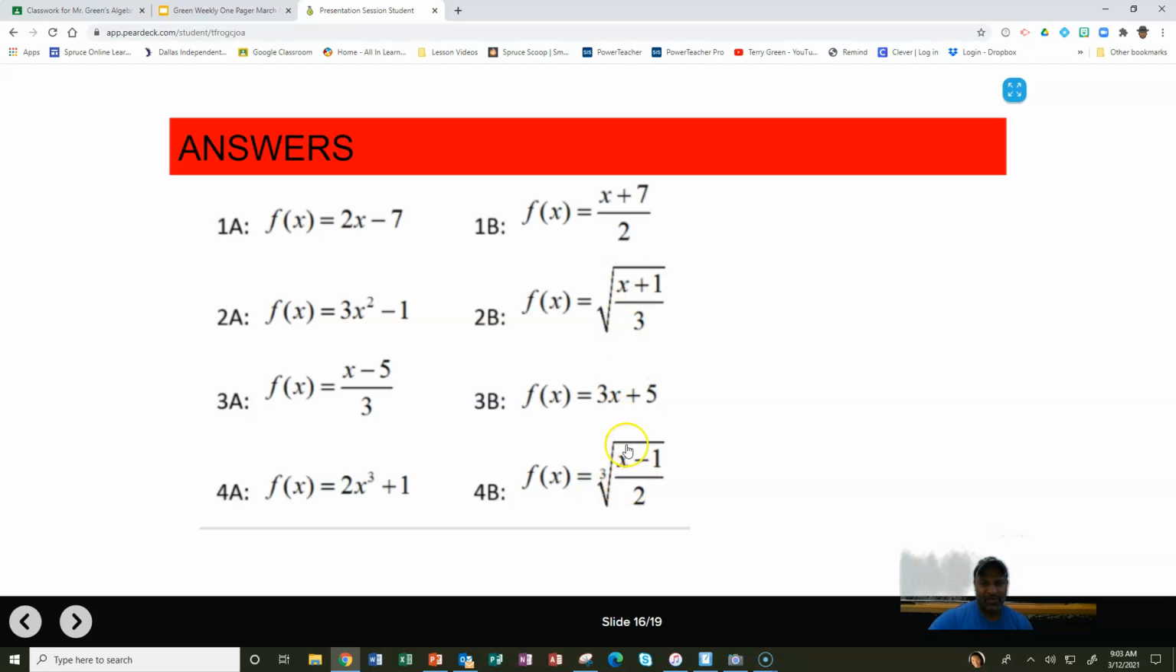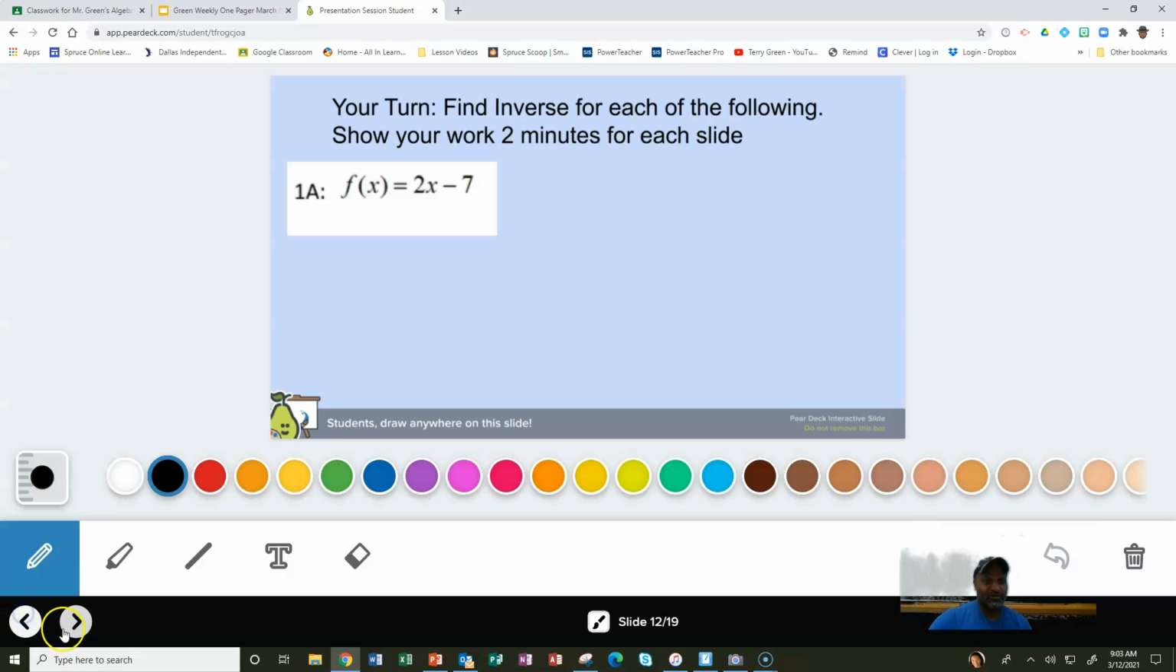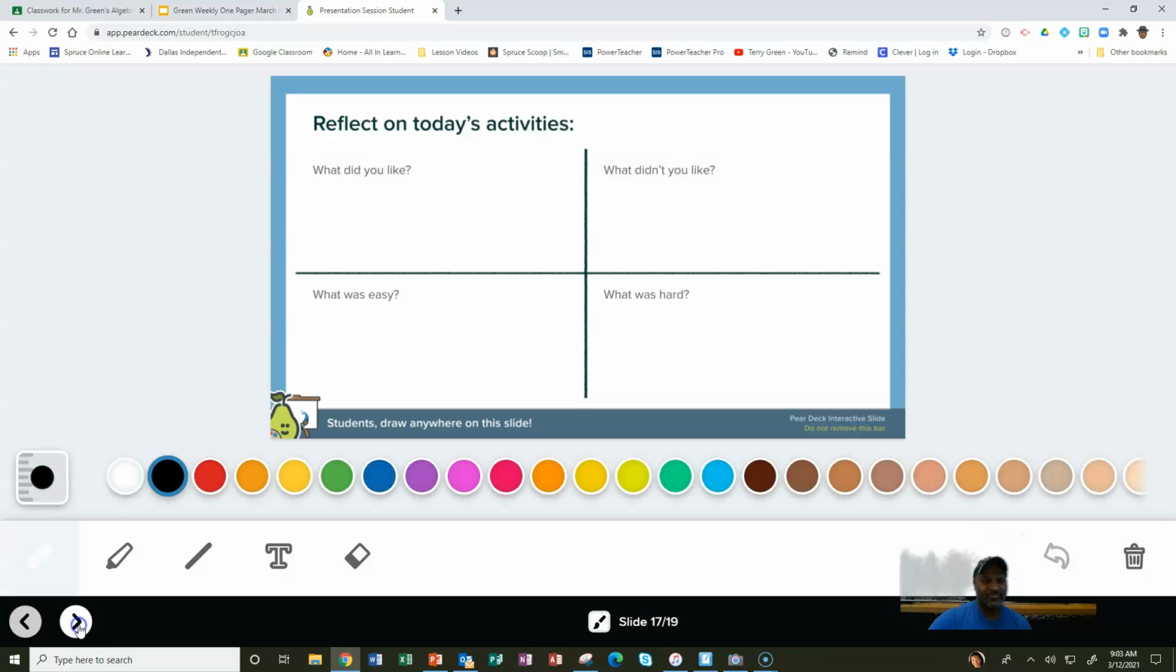Matter of fact, I only see one that has 3 steps, and that will probably be 4, maybe. So 2A, 2B and 4A will probably be the only ones I think are going to have more than 2 steps. They might have 3, but that's it. So you want to make sure that you show your work on 1A, 2A, 3A, and 4A, and those are your answers. Then fill in your reflection.